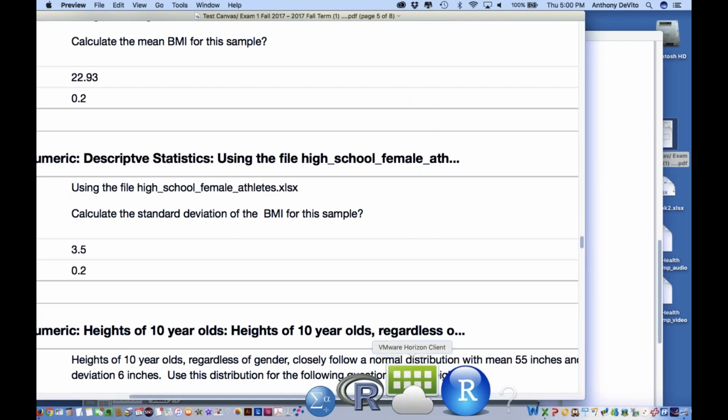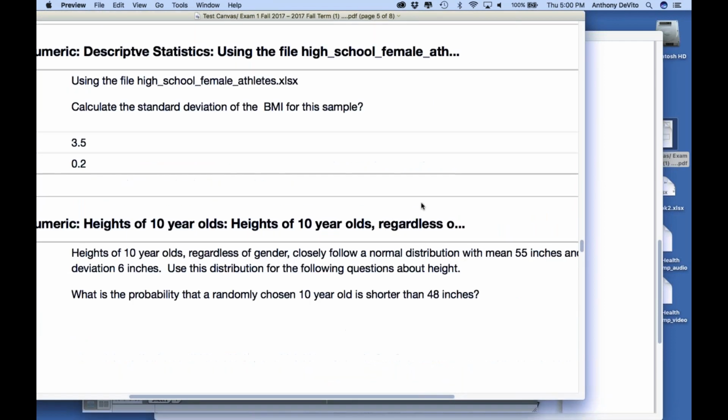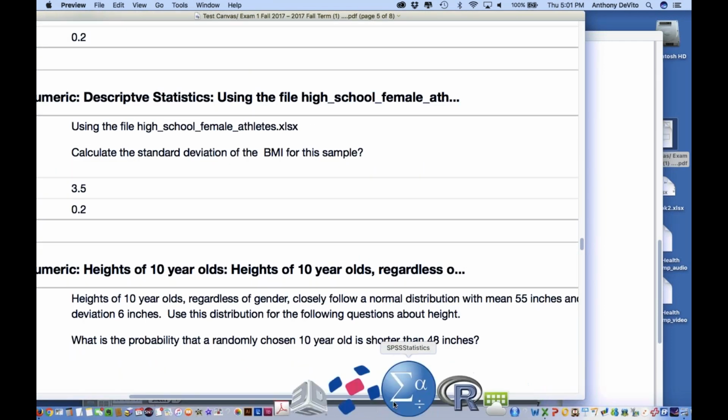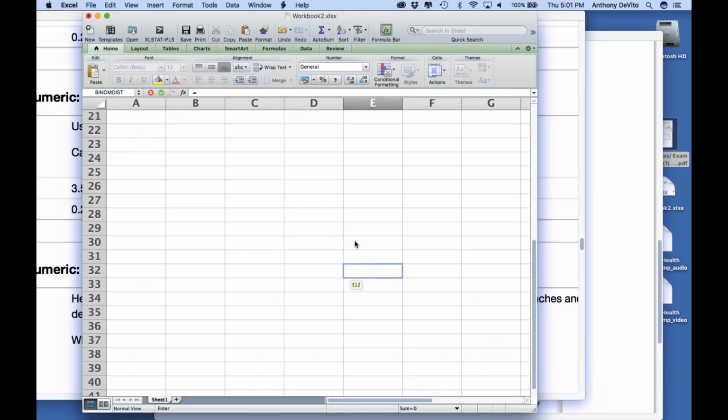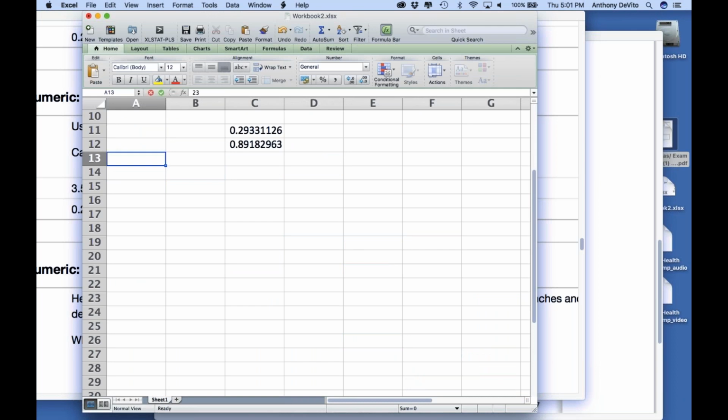Well, if we use Excel, I don't have the file handy. If you use Excel, the way you would do this, I'm going to just make a list of numbers here. Whoops, we do it here.